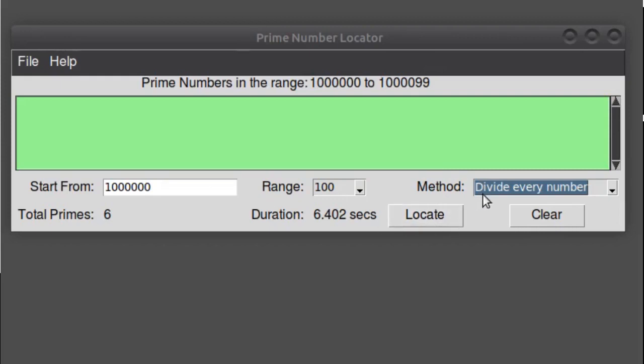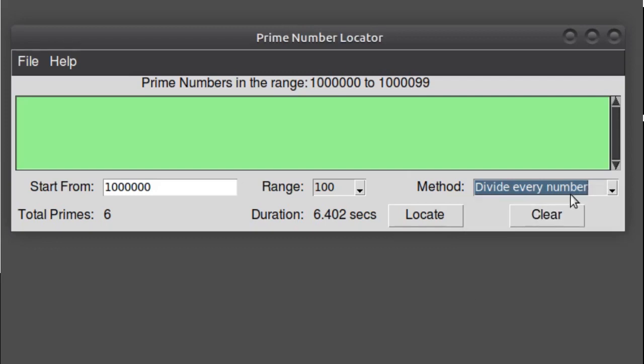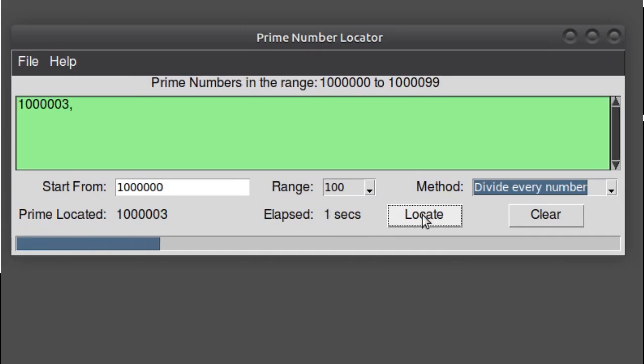To just make it take a bit of time, these are the different ways I've got. I've actually got six different ways of calculating primes or getting the prime. So I'll start from a million and ask for 100, from a million to 1,100,000, and get all the primes that are in that range. Okay. So if I click it, okay, you've got this. 4 seconds, 5, 6. Okay.